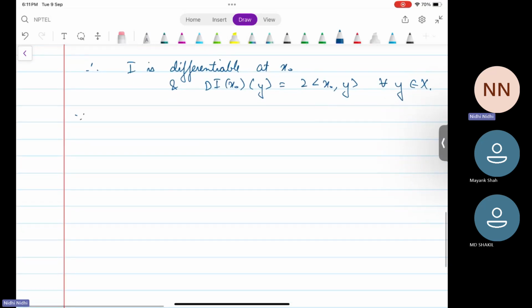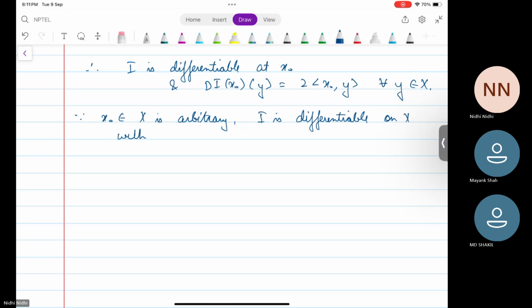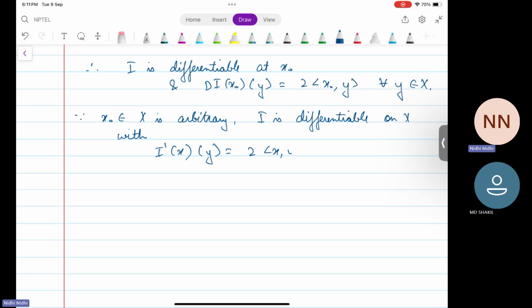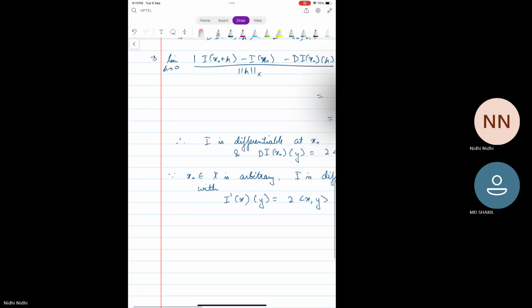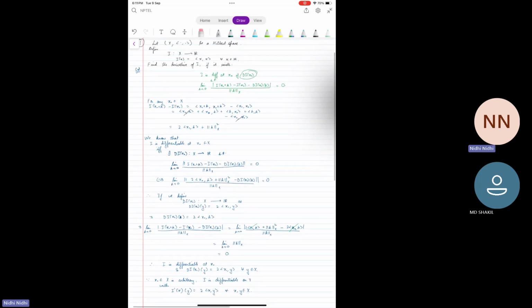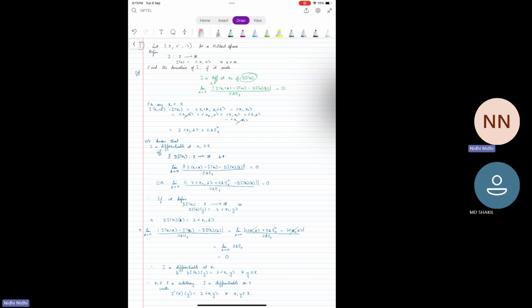Now, since x naught belonging to X is arbitrary, we get I is differentiable everywhere, differentiable on X, with, instead of dI, I'll write I dash x, and at any point y this is given to be 2 times <x, y> for every x and y in X. So I hope this is clear how we prove that the inner product functional is always differentiable and its derivative is a linear map given in this form.